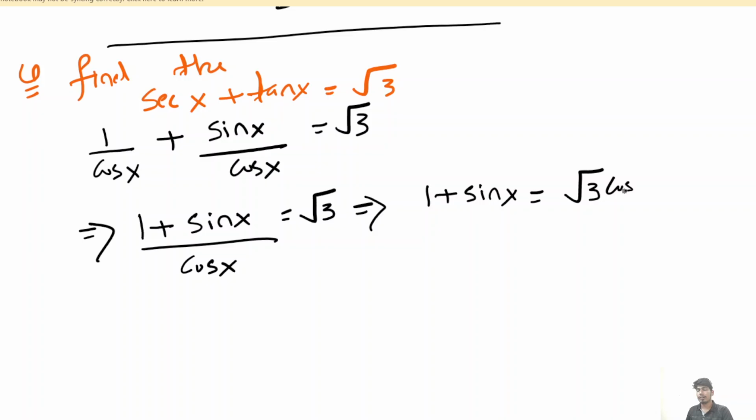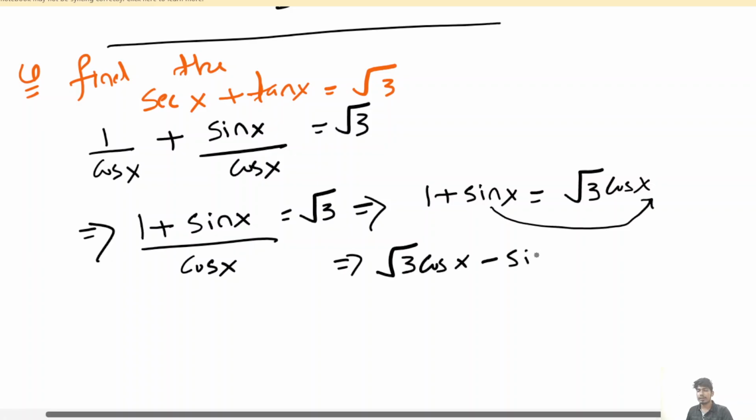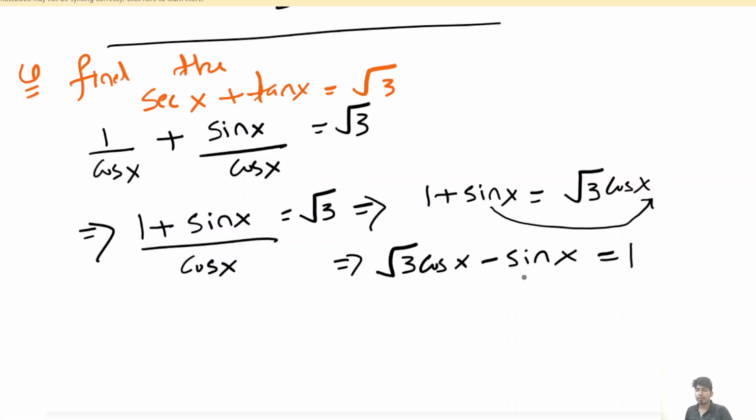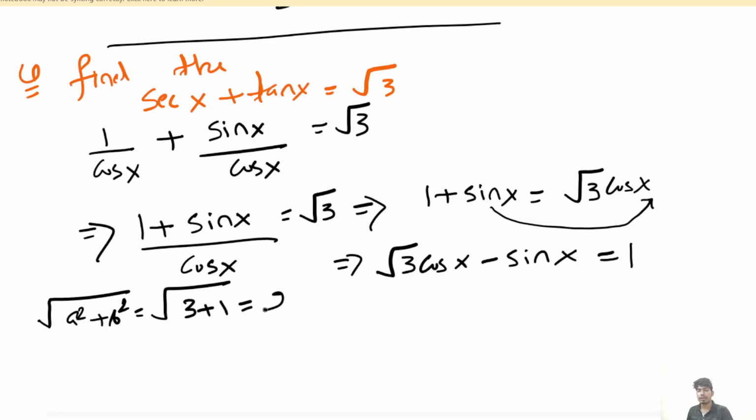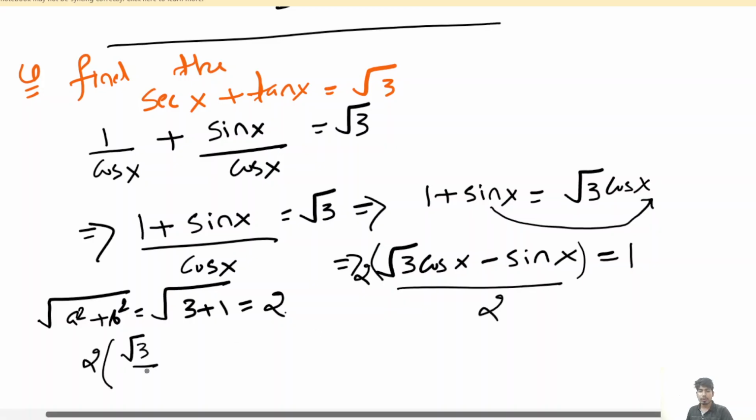Students, then take sin x to the RHS. We get √3 cos x − sin x = 1. Here a is √3 and b is 1. Then what is a² + b²? This is √(3 + 1) = √4, which is 2. Means multiply and divide by 2. Then we get 2 times (√3/2 cos x − 1/2 sin x) = 1.